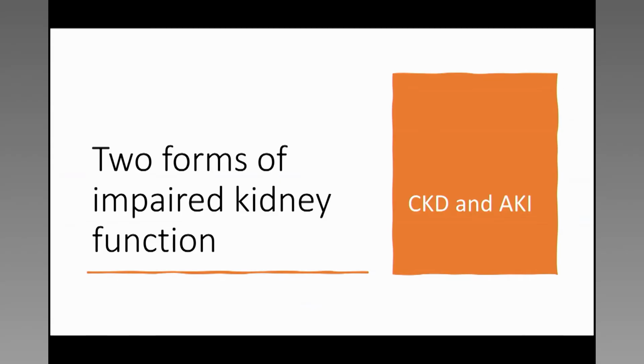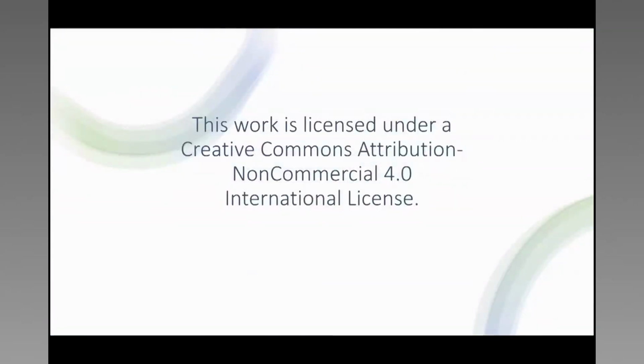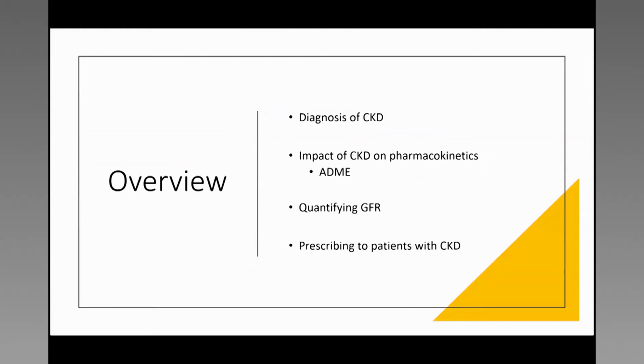And so as mentioned, there's two forms of impaired kidney function, CKD and AKI, and I'm going to talk about each of these in turn now. Okay, turning now to pharmacokinetics and chronic kidney disease. This is the overview of the topics that we'll be discussing during this presentation.